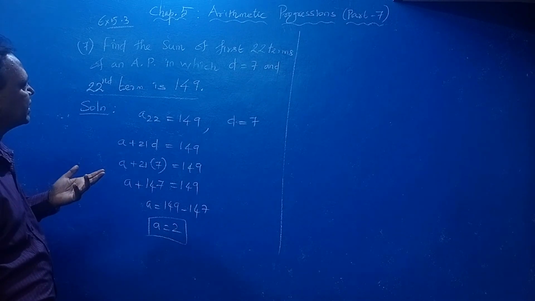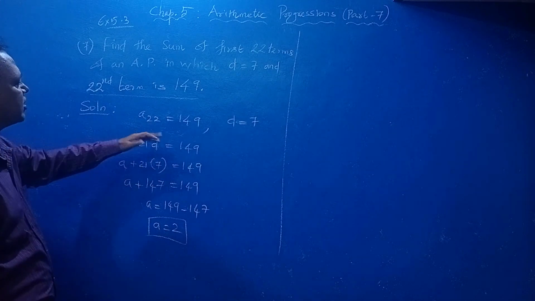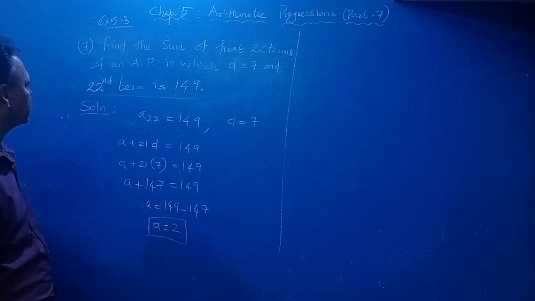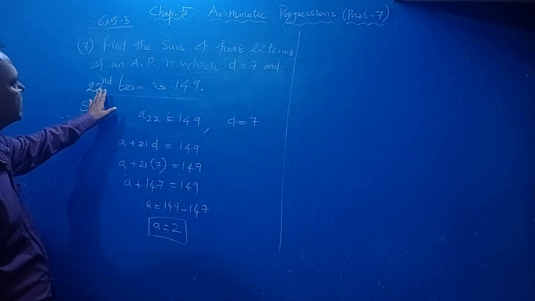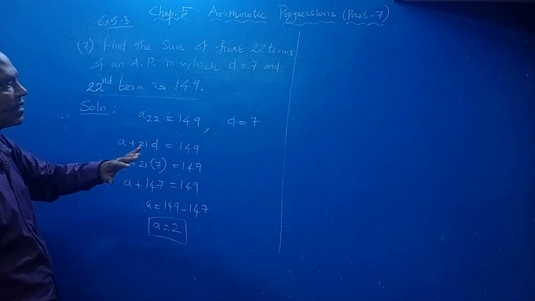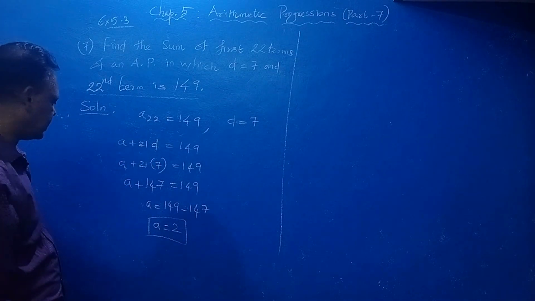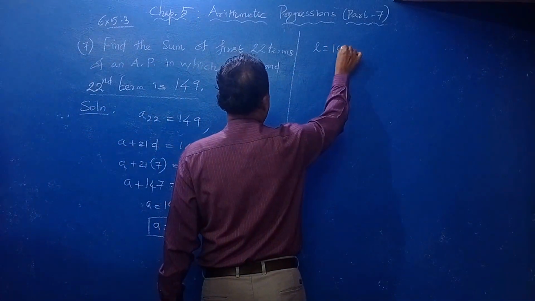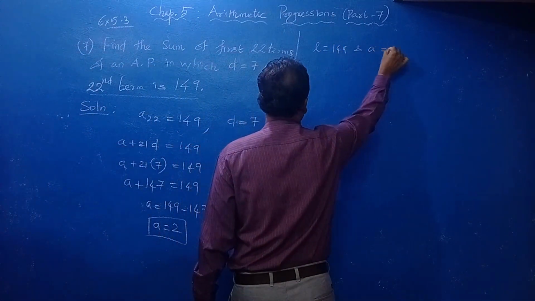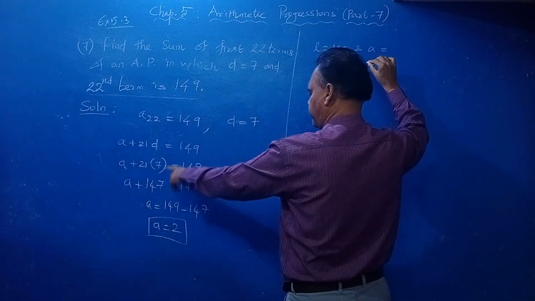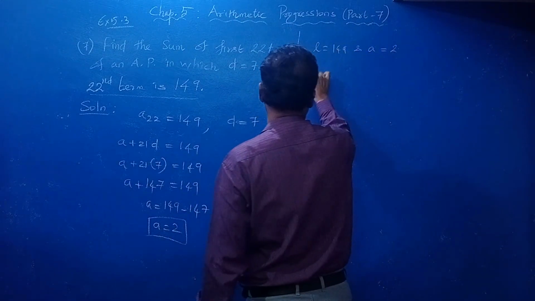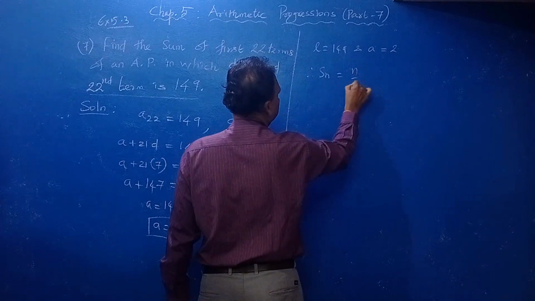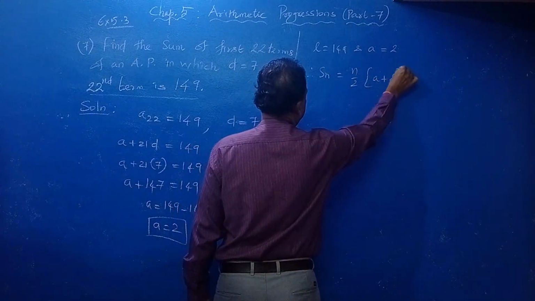That means N is given. Clear? N is given. AN means last term. Last term is given. Clear? 22nd term, because 22 terms are there. That is the last term. Okay. L is given. L is 149 and A is 2. Therefore, the Sn formula is equal to N by 2 into A plus L.